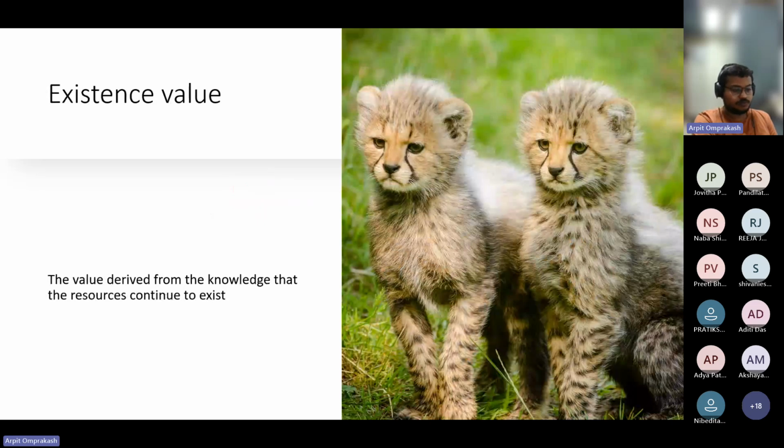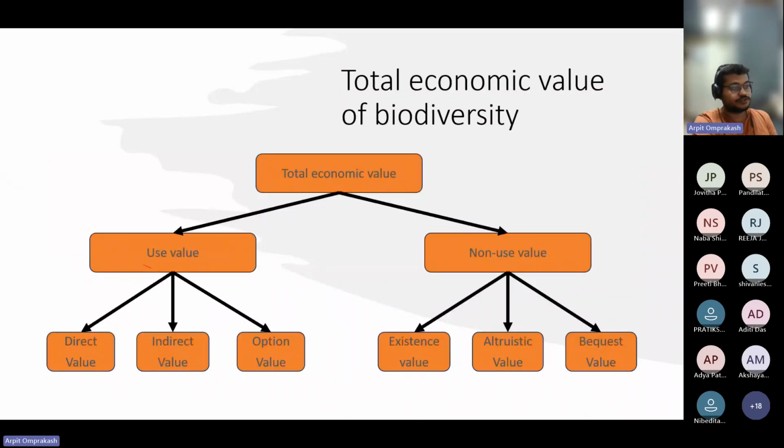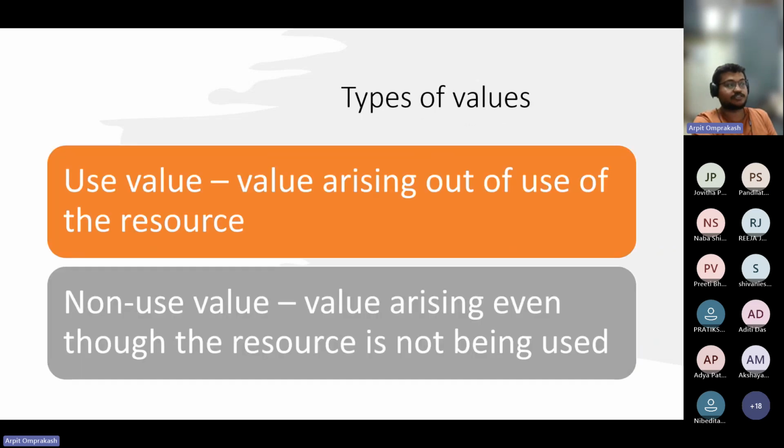Now, we are done with use values. For non-use values, we have existence value, altruistic value, and bequest value.